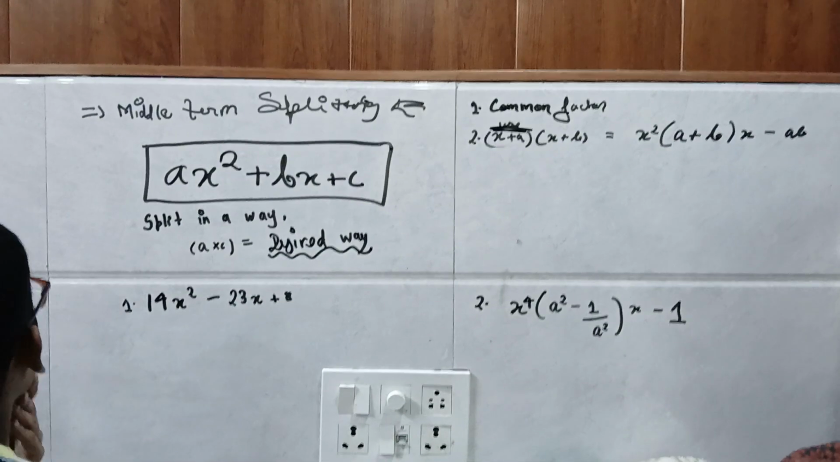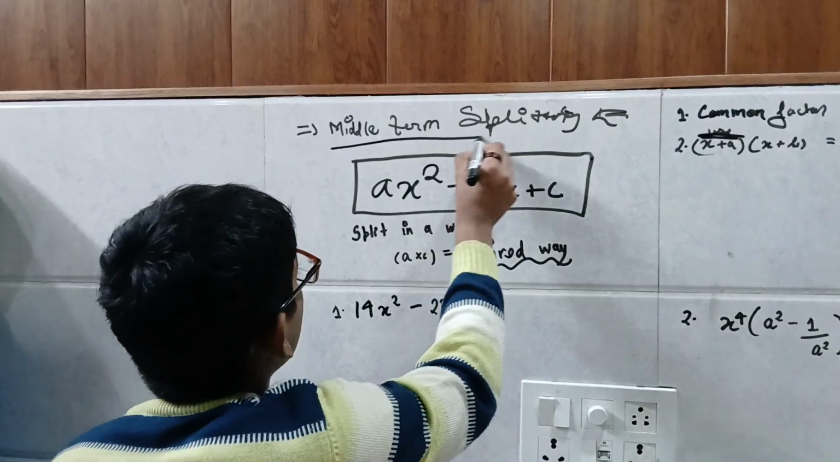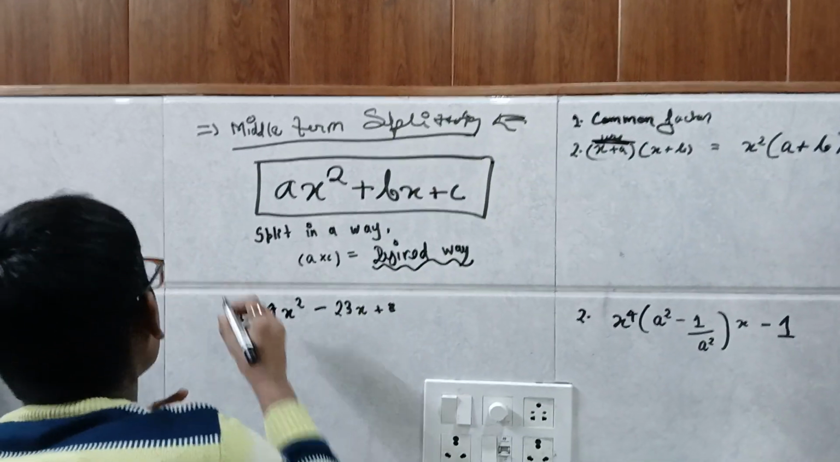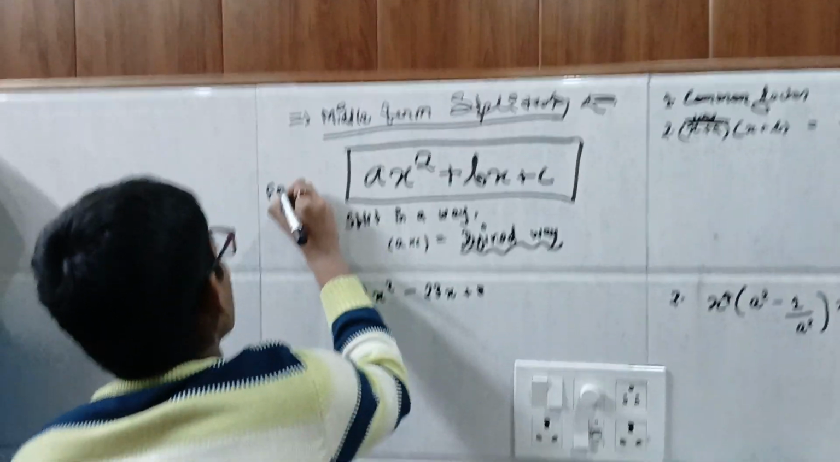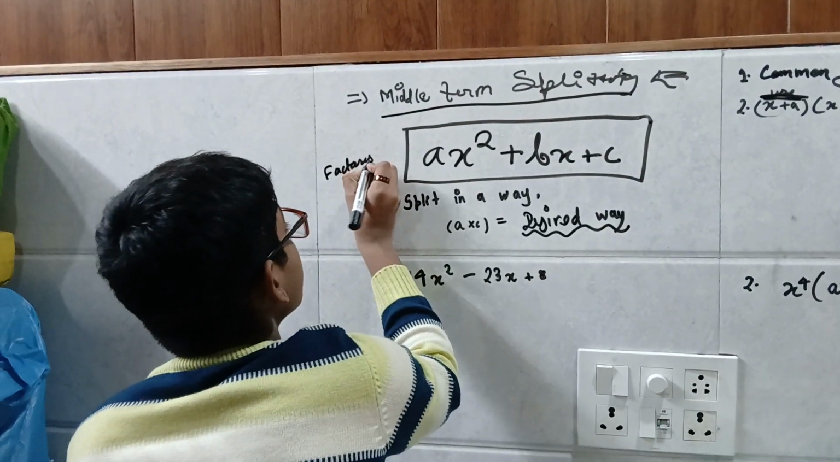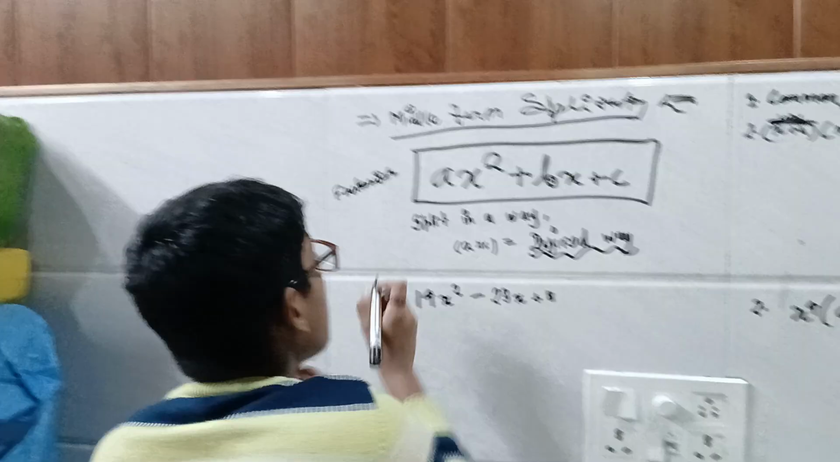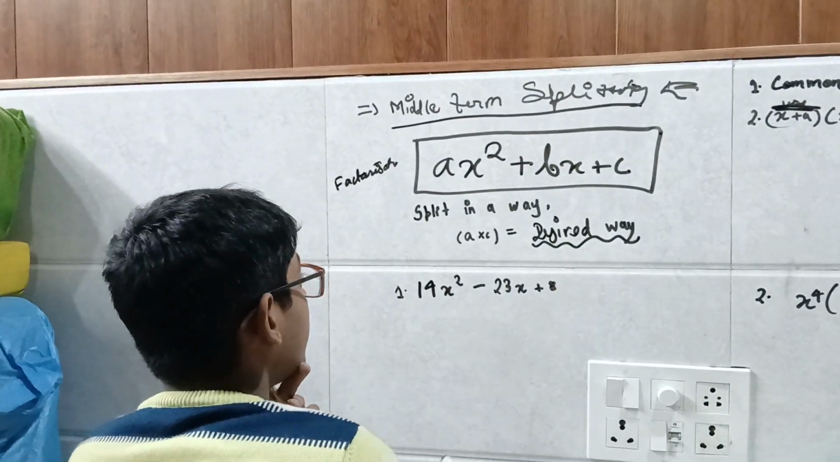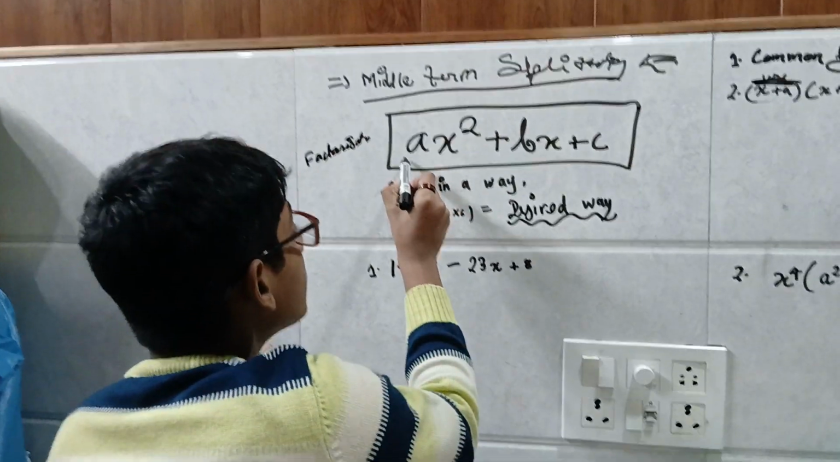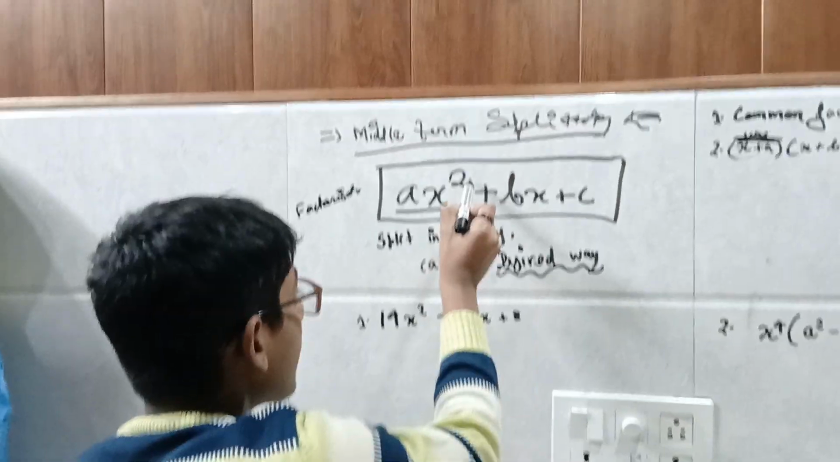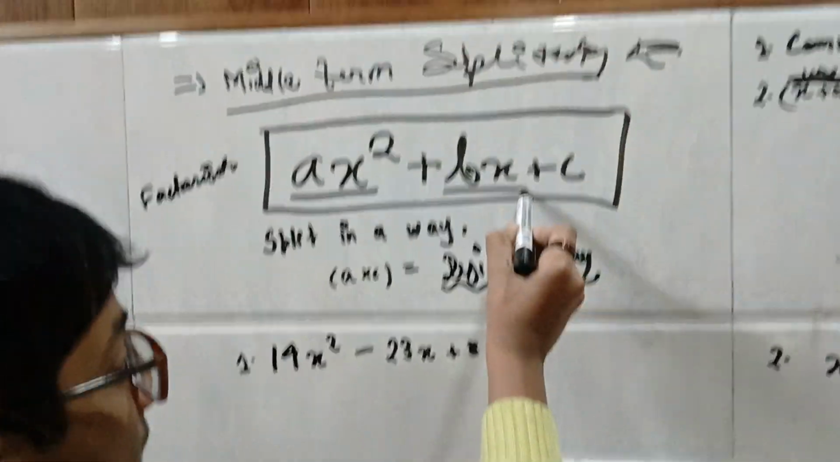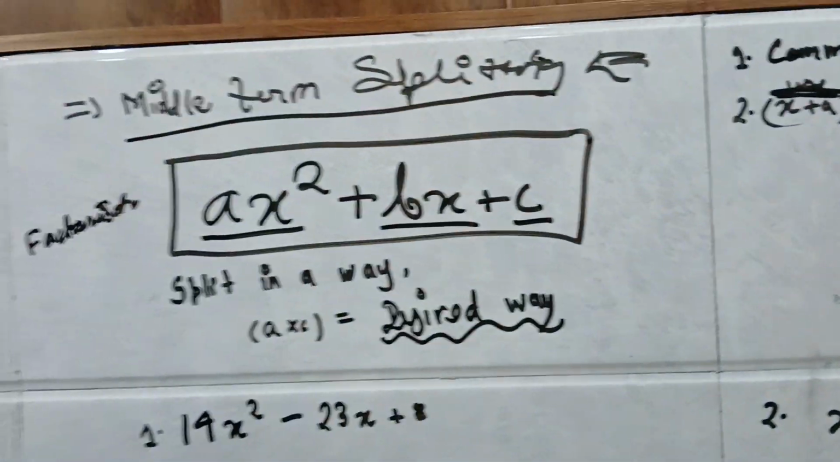So today students we are going to learn middle term splitting, or splitting the middle term. It is a part of the chapter factorization. So what is the basic form of middle term splitting? There are three terms. One is ax square, one is bx and third one is c.